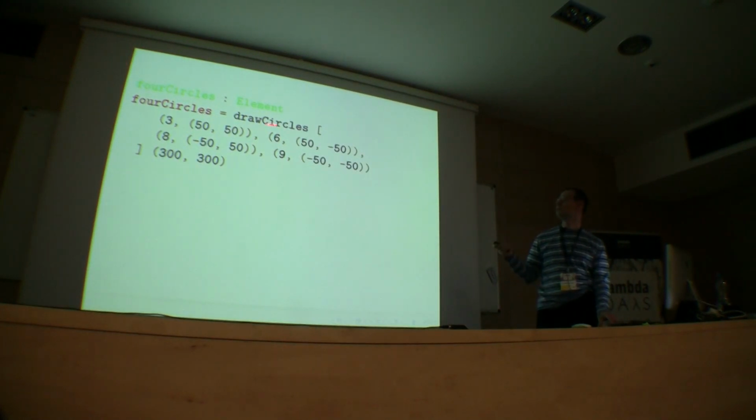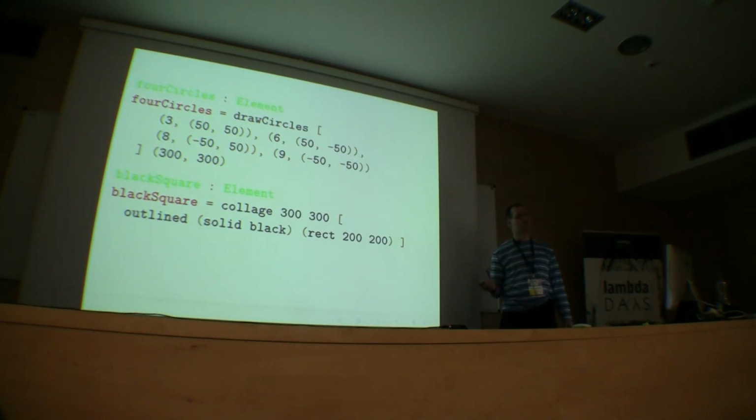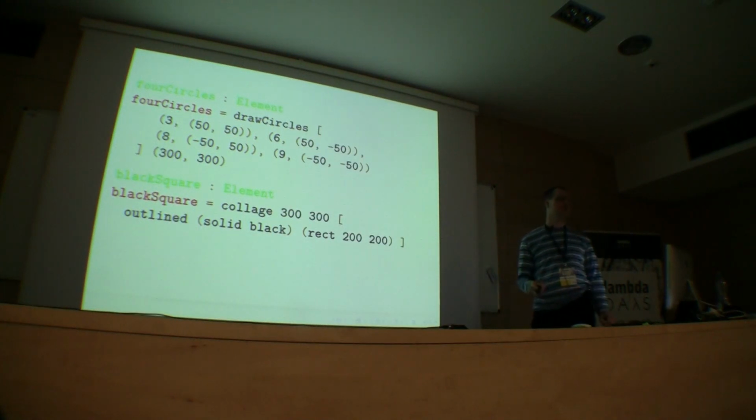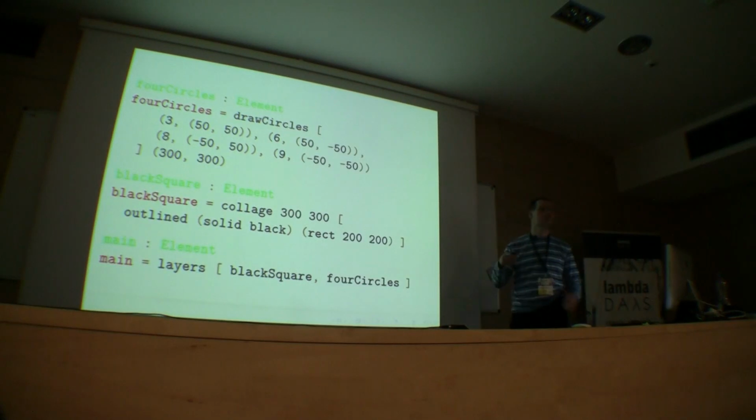Here I'm using my function, giving it the descriptions of 4 circles. I'm also creating another element representing the square. Now I have 2 elements, but I need 1. There are several ways to combine them. What I need in this case is to put them one in front of the other, and that's why I use the function layers. And that completes our program.